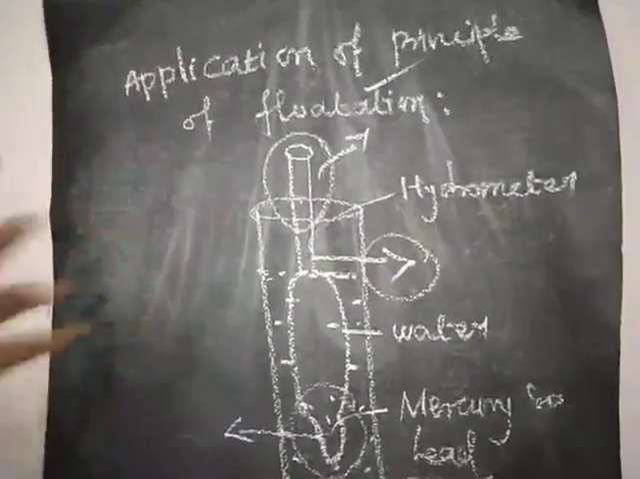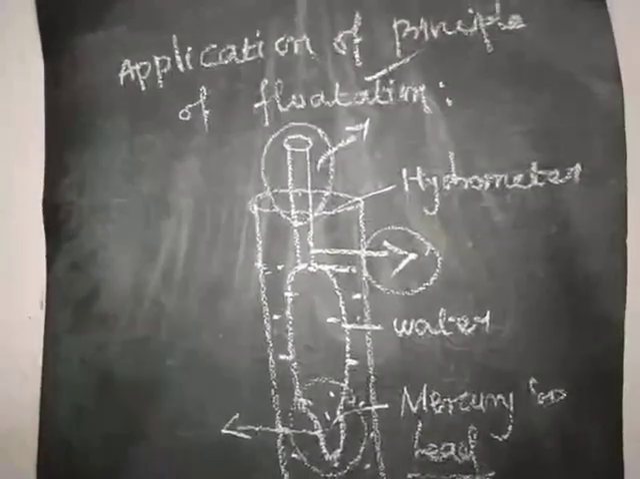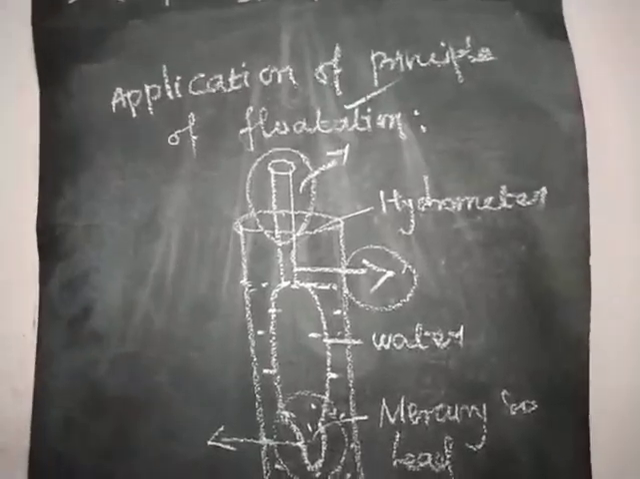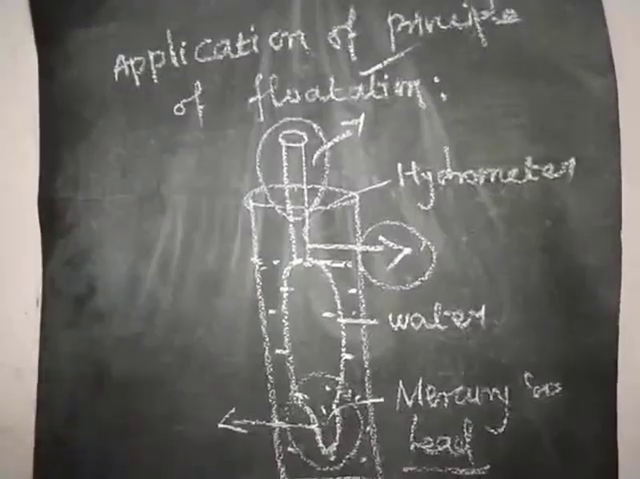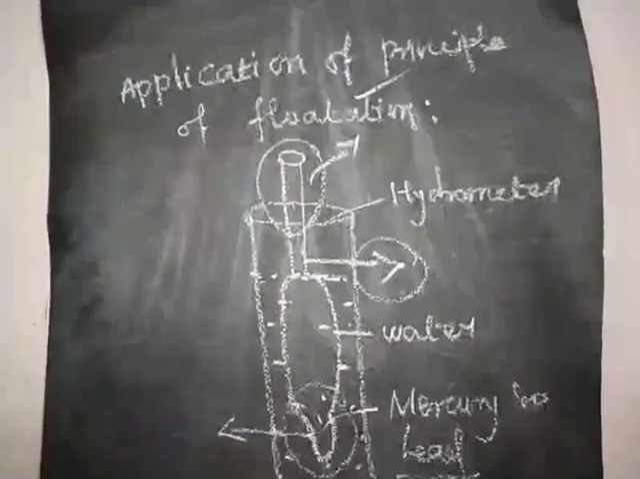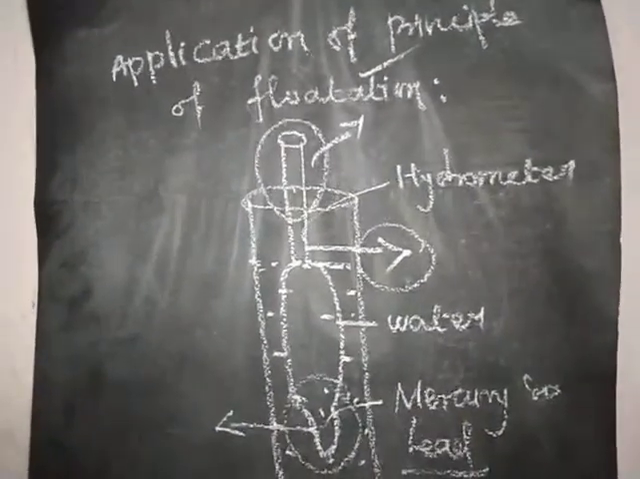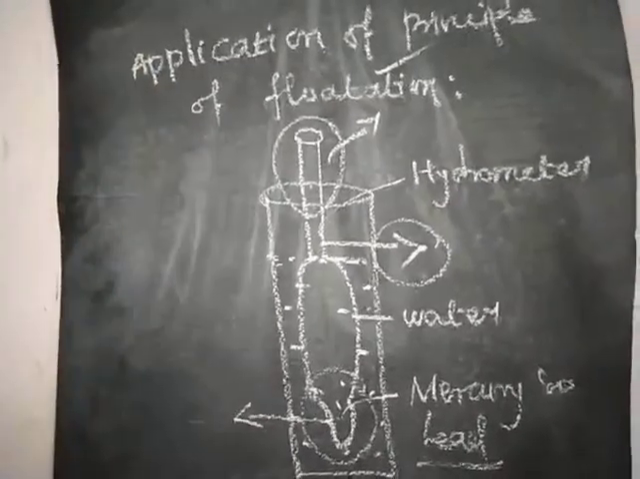In this way the hydrometer instrument works. How can we calibrate this one? What is meant by calibrate? Calibrate means checking whether this instrument is working properly and correctly. So we have to do the calibration, and we will conclude that this meter is working exactly.